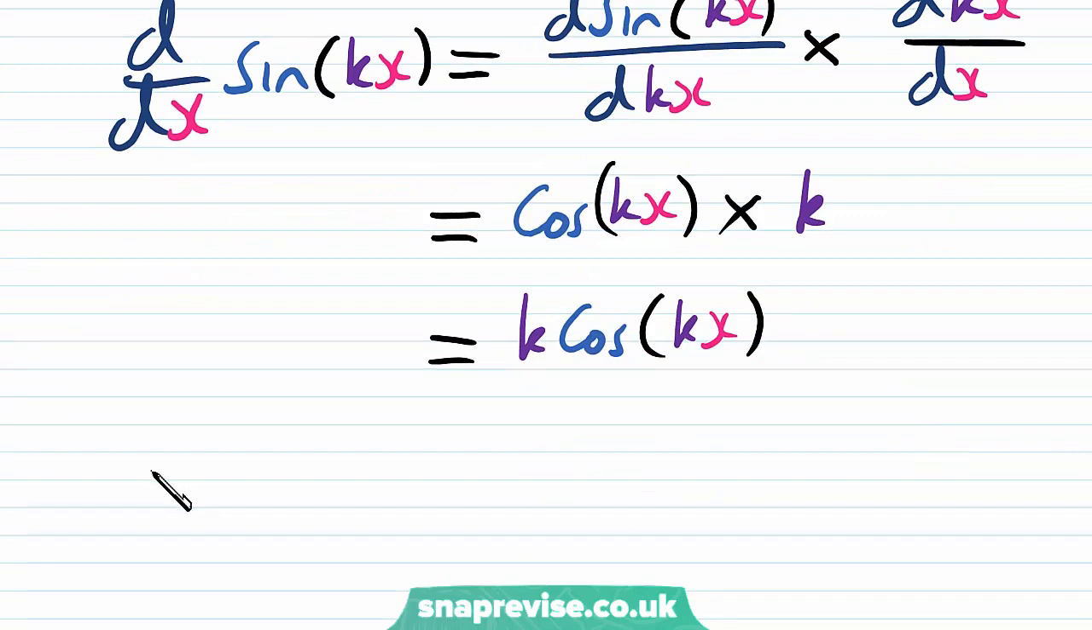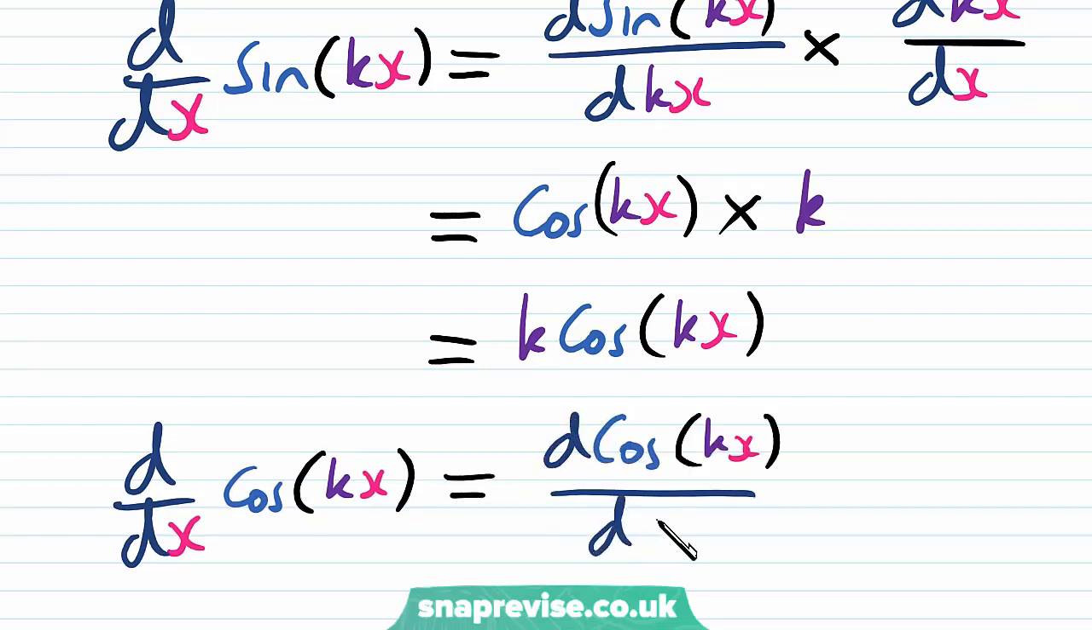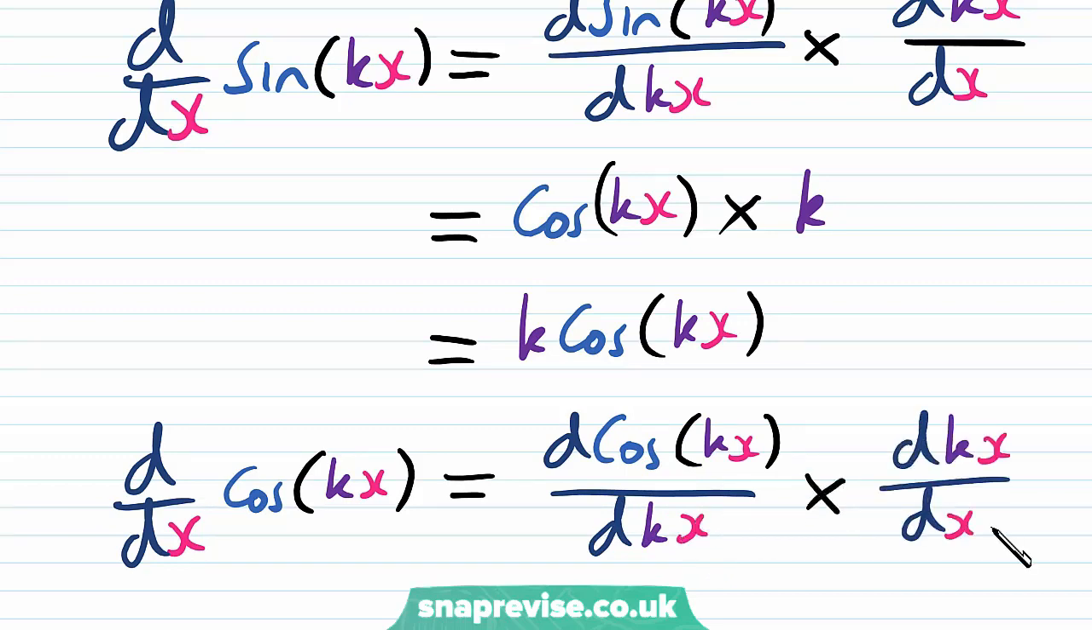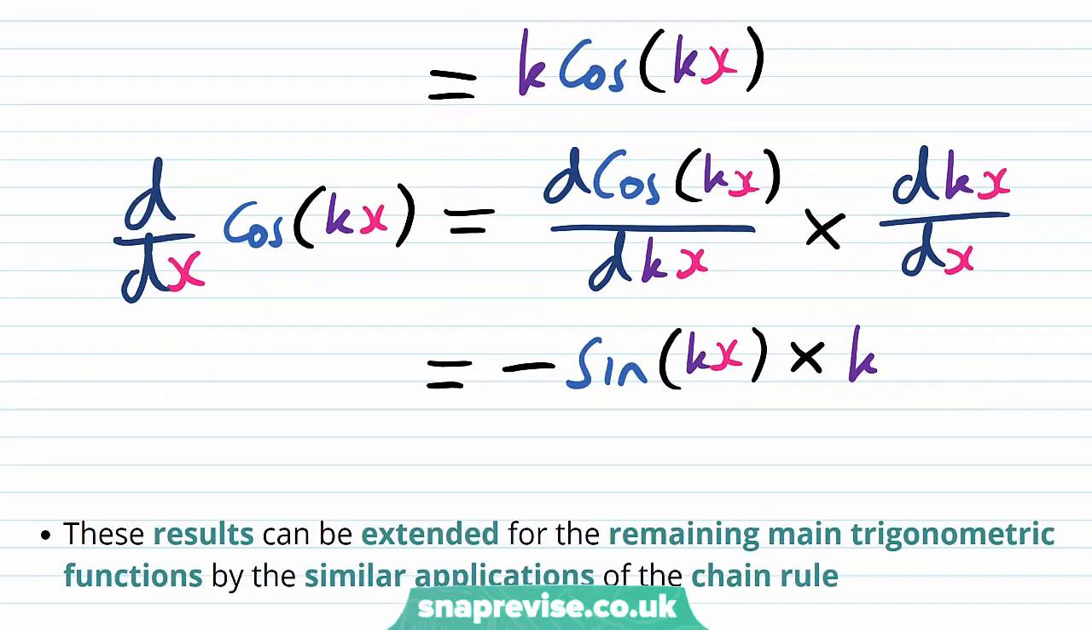And similarly, if you'd like to differentiate the cosine of kx, then we can do so by taking d of cosine of kx by d kx, and then multiplying by d kx by dx. Differentiating cos of kx with respect to kx gives us minus the sine of kx. And then differentiating kx with respect to x gives us k. And so, as expected, we get minus k multiplied by the sine of kx.